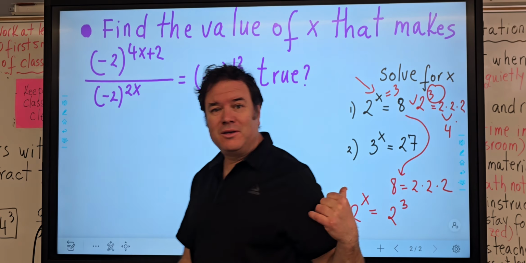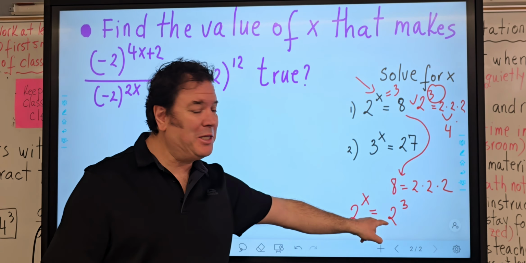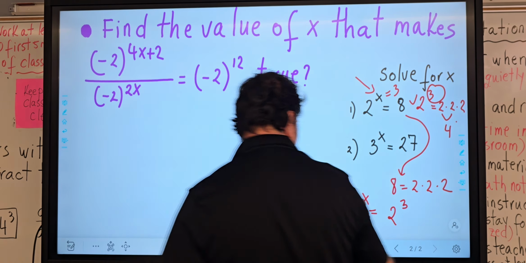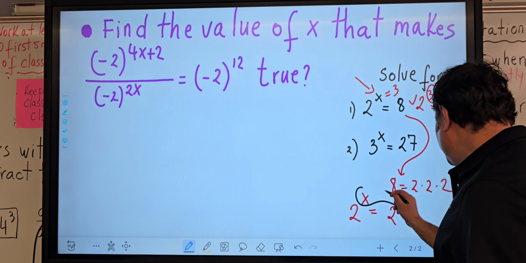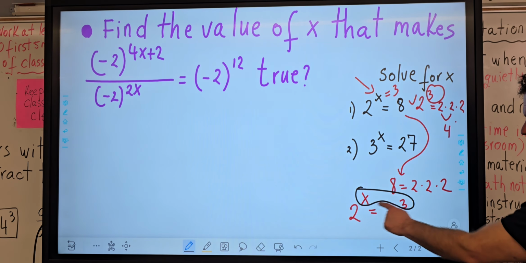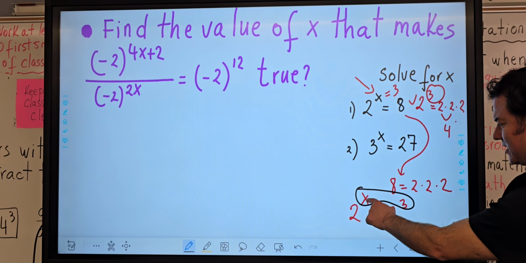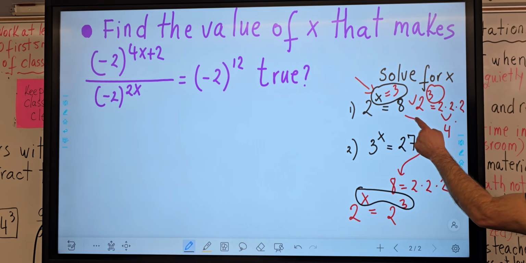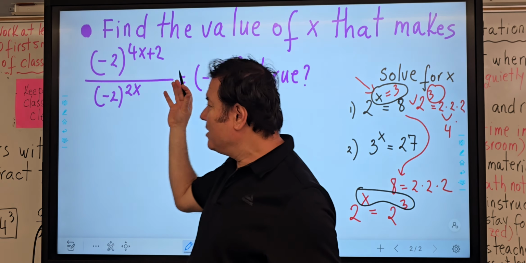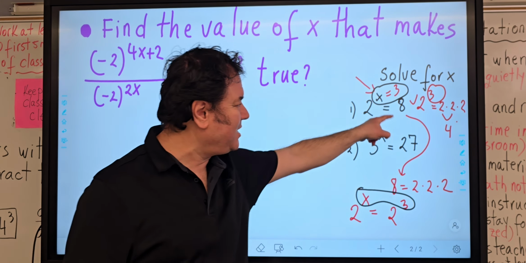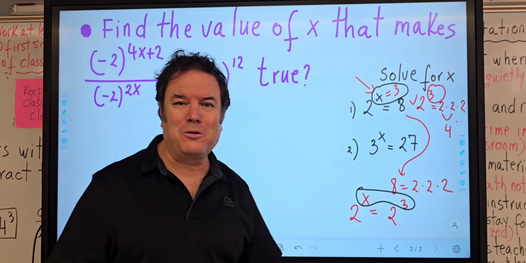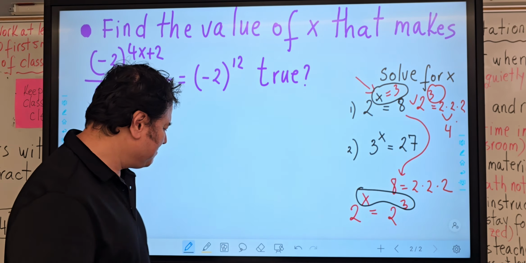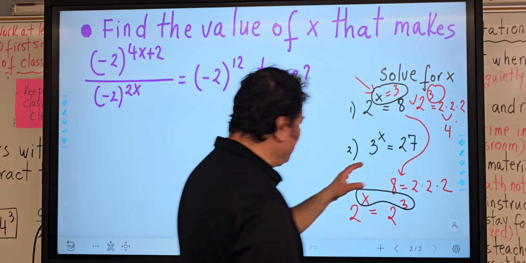What do we notice? We notice that the bases are the same, and so the exponents should also be equal to each other. You see that? We came to this conclusion: x should equal 3, just like our answer here. So remember, if we can do something to our equation to get the bases to be the same, then we can conclude that the exponents must be equal to each other, and that's going to be our answer. Okay? Let's take a look at the second example.